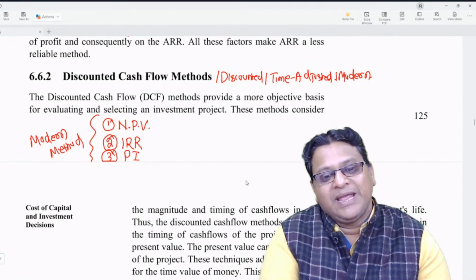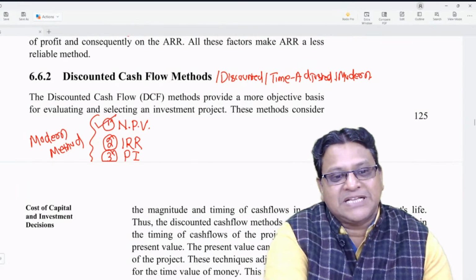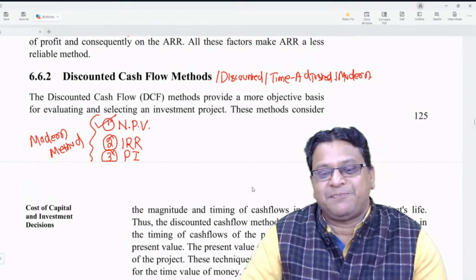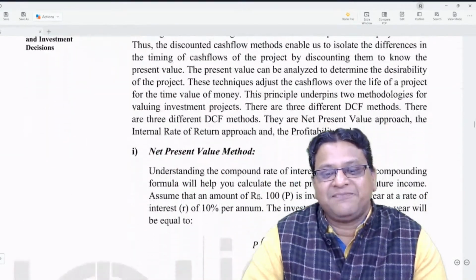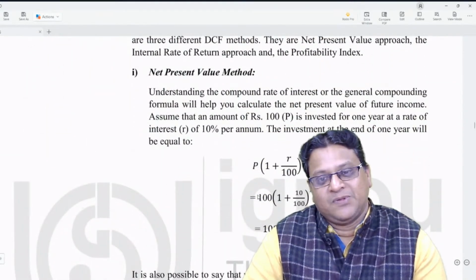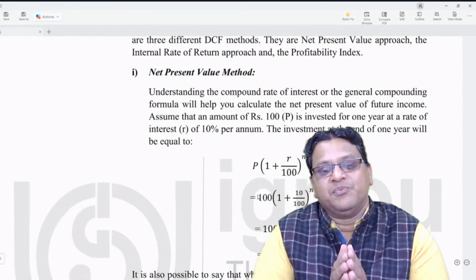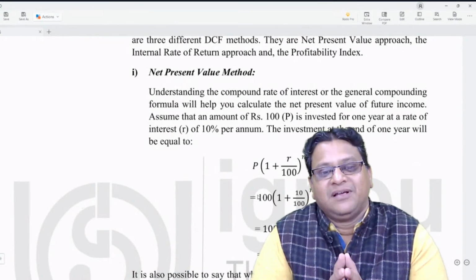First, we will go to the NPV method, net present value method. What is the net present value method and how is the decision taken under the net present value method? Now, net present value, NPV.